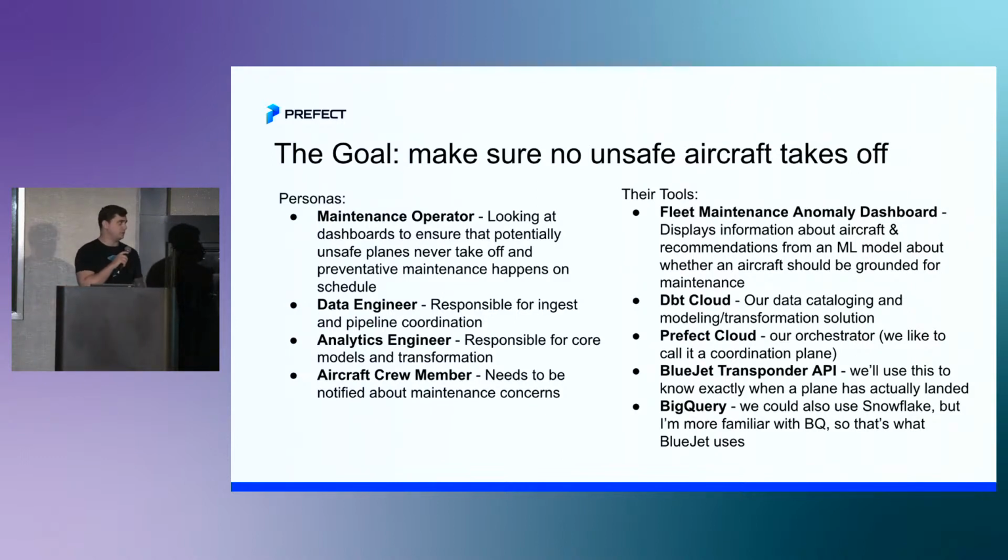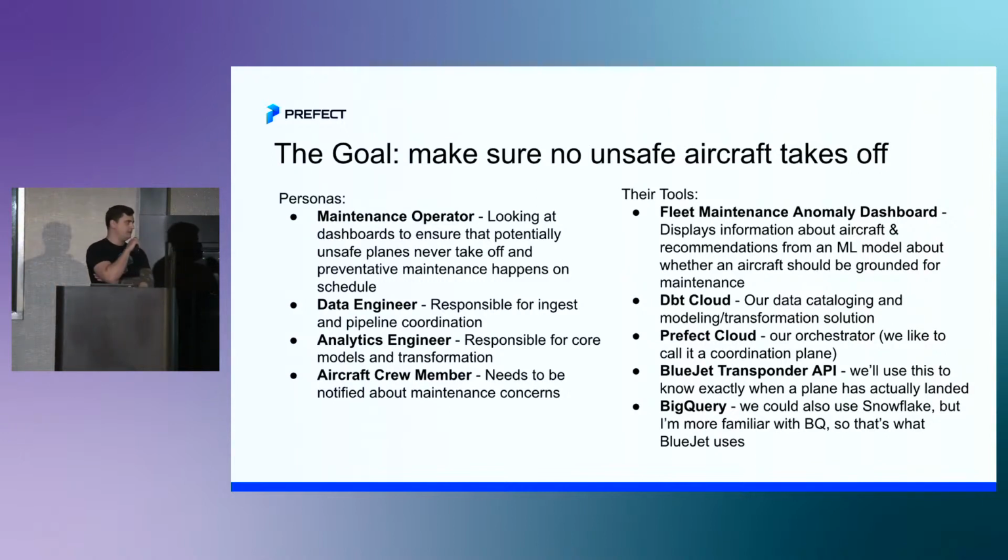They've got a few different tools. So we've got a fleet maintenance anomaly dashboard. This is the primary view of the maintenance operator into the state of the fleet, right? So it looks at things like the logs from the embedded system on the plane, any information that comes off the flight, and it also uses some machine learning models to get some predictive analytics about whether or not they think a plane should be grounded.